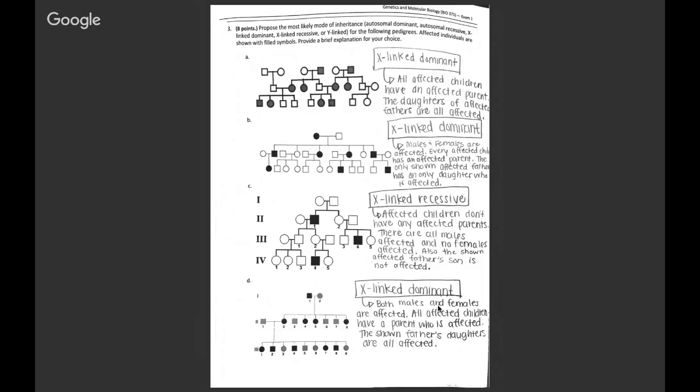For part D, it's X-linked dominant. Both males and females are affected. All affected children have a parent who is affected. And the shown father's daughters are each affected.